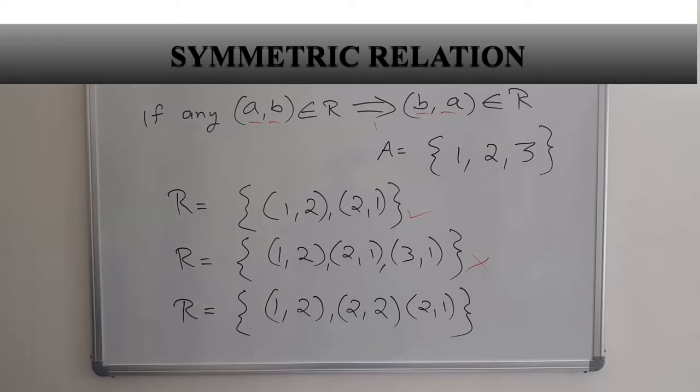So let us discuss one more example. We have a relation (1,2), (2,2) and (2,1). We know that for (1,2) we have the reverse pair (2,1). And what about (2,2)? What is its reverse? That is (2,2) itself. So it is present there. And for (2,1) we have the reverse as (1,2). So this satisfies the condition for symmetric relation.